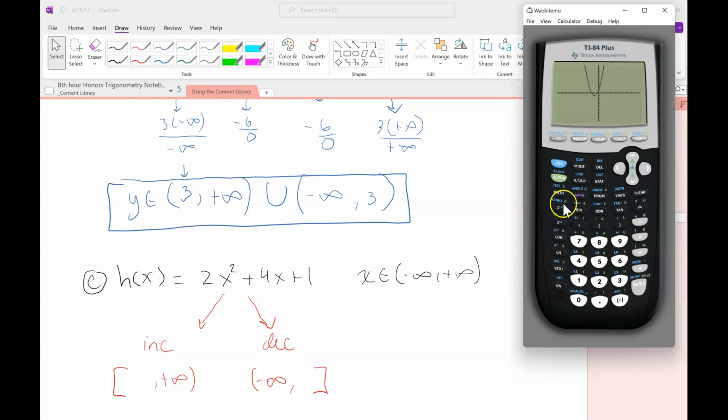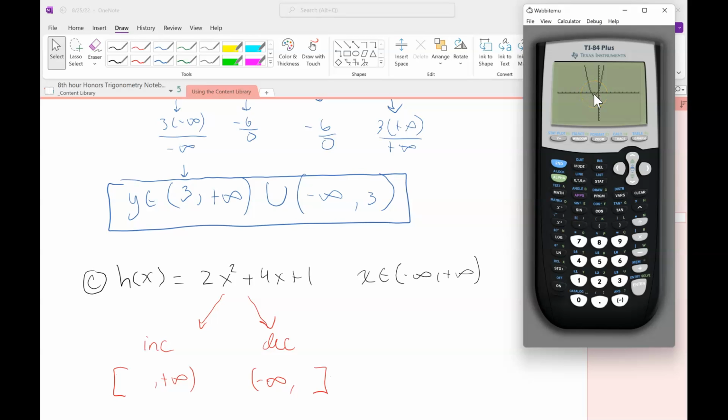Other than reading it from the graph, is there another way you could have found it? Well, setting x to 0 is going to get you the y-intercept. Setting h of x to 0 is going to give you the x-intercepts. Neither of those is this point. What is this point called?